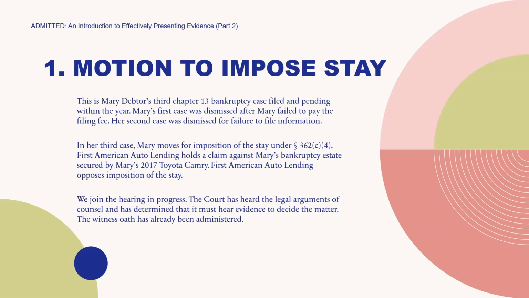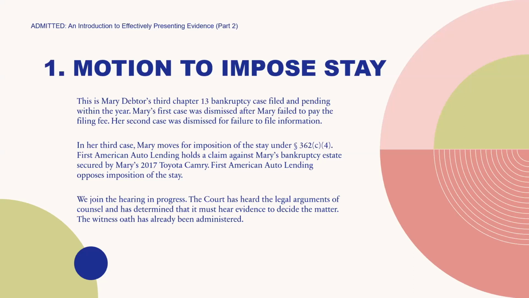The first scenario is a motion to impose stay, and this happens to be Mary Debtor's 3rd Chapter 13 bankruptcy case, filed and pending within a year. Mary's first case was dismissed after Mary failed to pay the filing fee. Her second case was dismissed for failure to file all the necessary information in her case. And in this, her 3rd case, Mary moves for imposition of the stay under Section 362(c)(4).